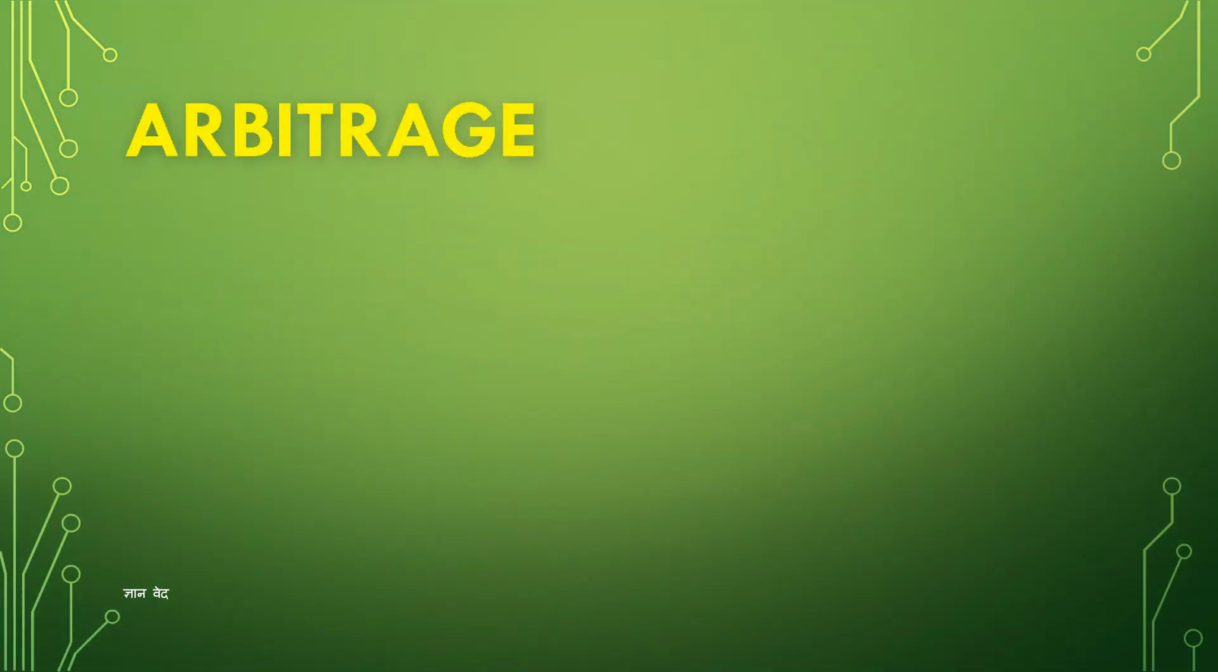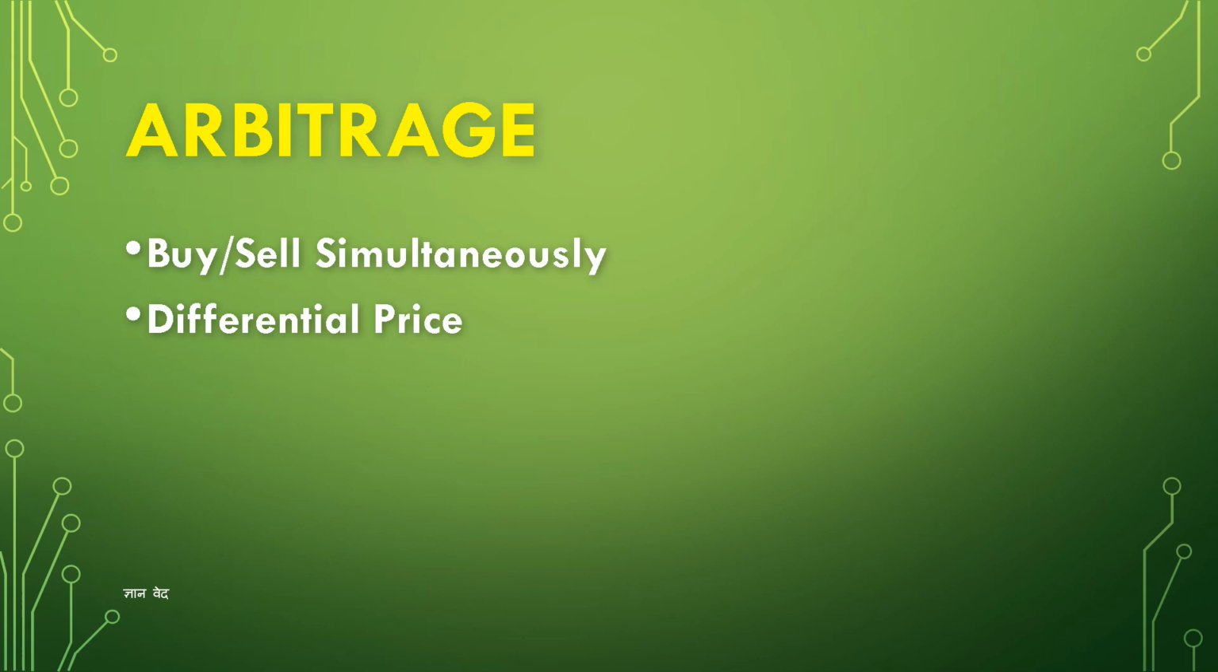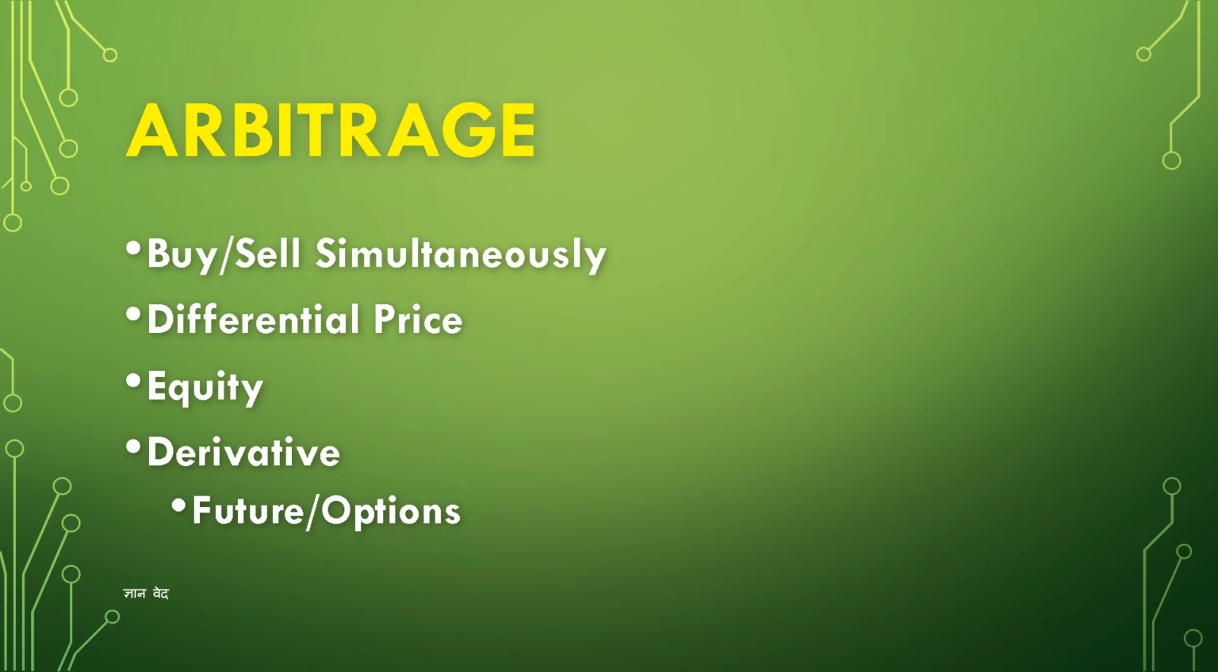So what is arbitrage? Let's say it is a strategy to make some profit with simultaneous buy and sell. You may not hold anything in your bucket for a long time, so you will make some profit based on the differential prices. It can be done in the equity, which is called the cash market. You can buy stocks from there and you can sell in the derivative market, which can be futures and options.